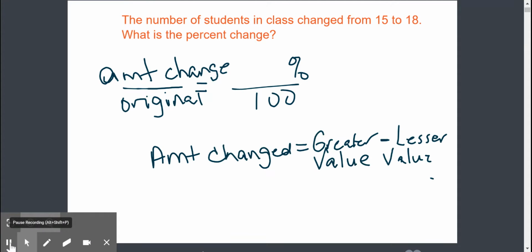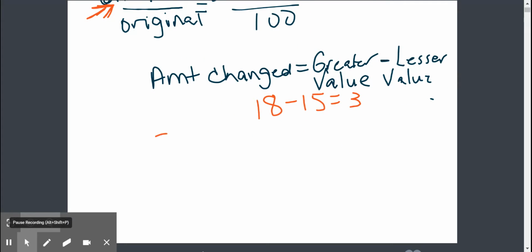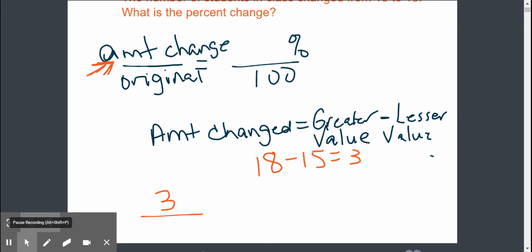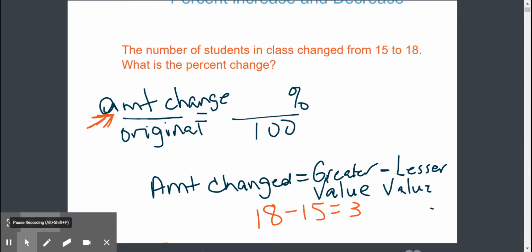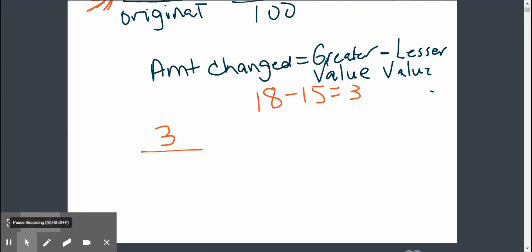We're going to find the amount changed. By how much did it change? Well, in our example, we're going to take 18 and subtract 15, and that's going to give us 3. So 3 is this number right here. We're going to put 3 on the top. On the bottom, our bottom number is the original. So this went from 15 to 18. What was the original amount? 15.